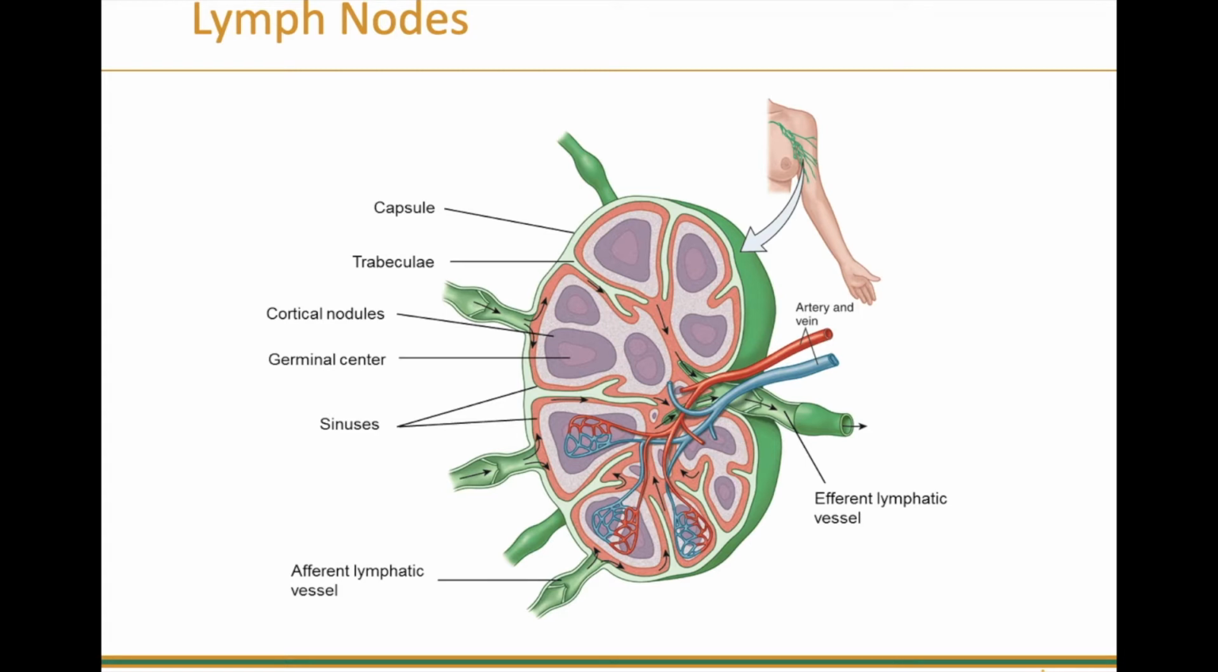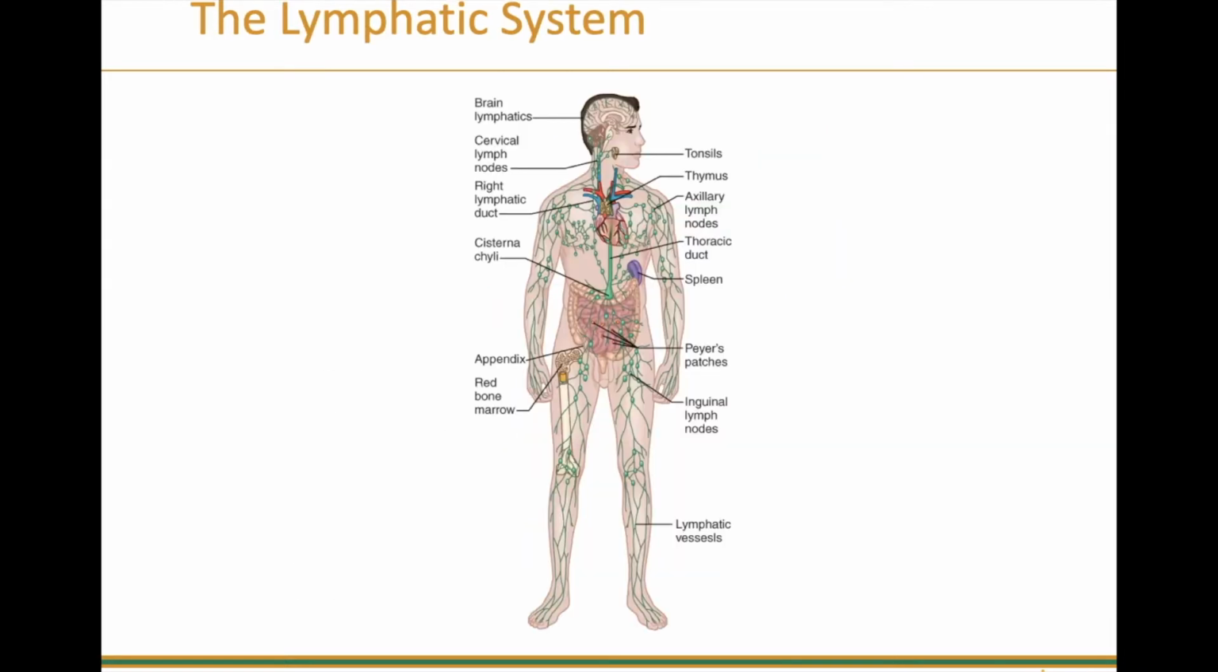So next we're going to talk about lymph nodes. So the location of lymph nodes, they're all over the body. So for example, there's inguinal lymph nodes in your hip region, there's axillary lymph nodes in your armpit region, cervical lymph nodes in your neck. You don't need to know the names of the different lymph nodes. You'll learn some in lab.